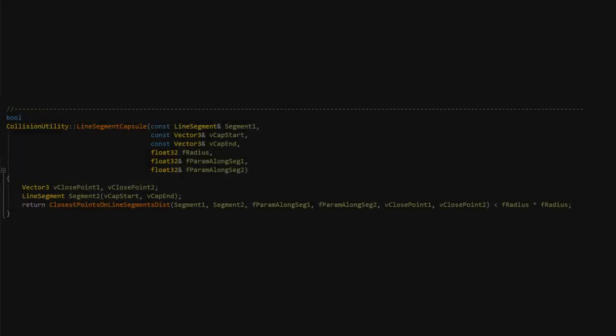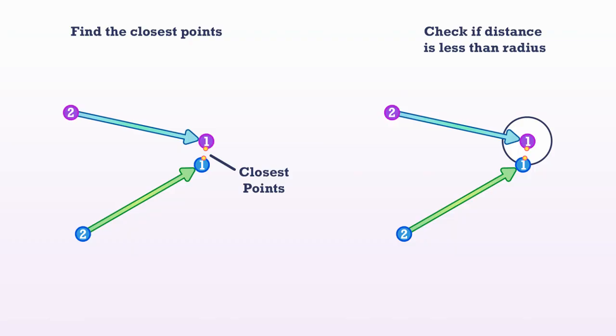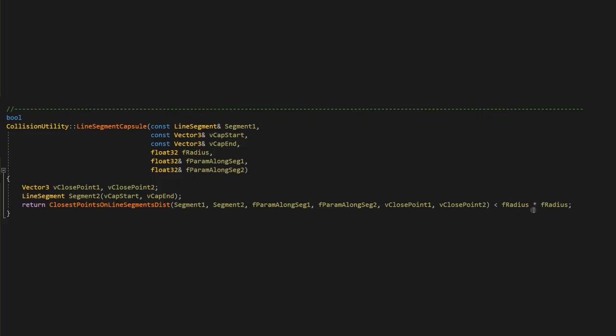To detect whether a line segment and a capsule are intersecting, we define a line segment using the start and end points of the capsule. Then we find the closest points on the line segments to each other. We then test whether those points are within the square radius of the capsule. If they are, there is collision. We use the square radius rather than just the radius to avoid the expensive square root function.